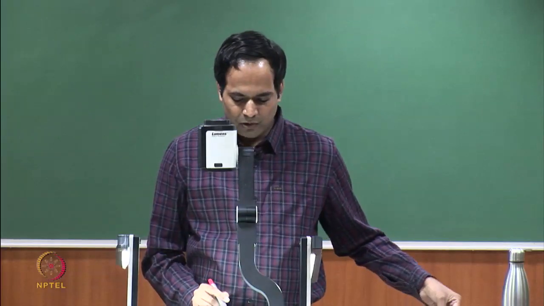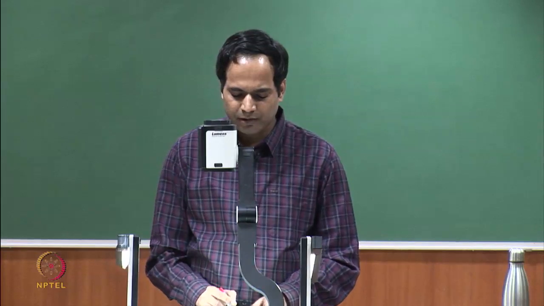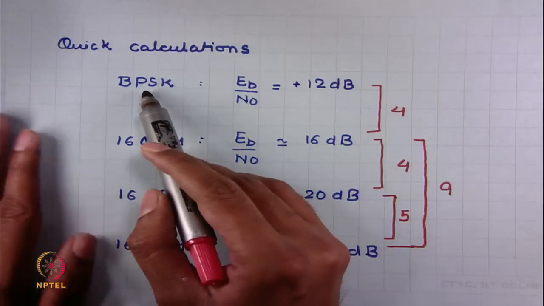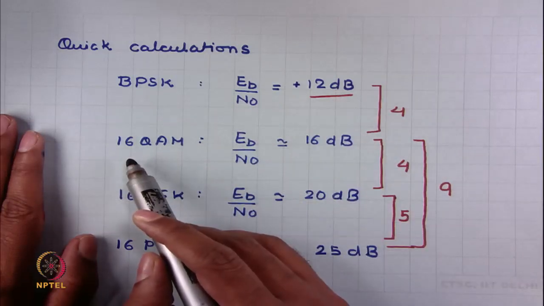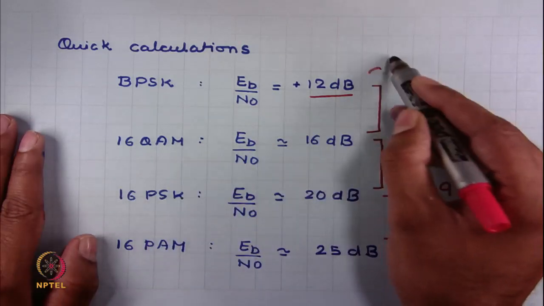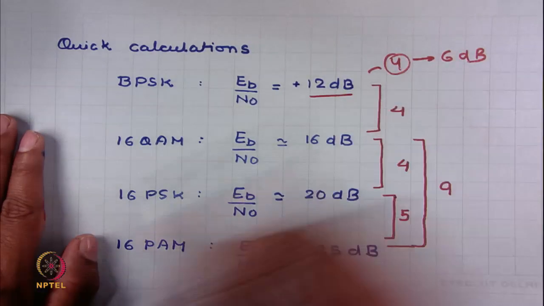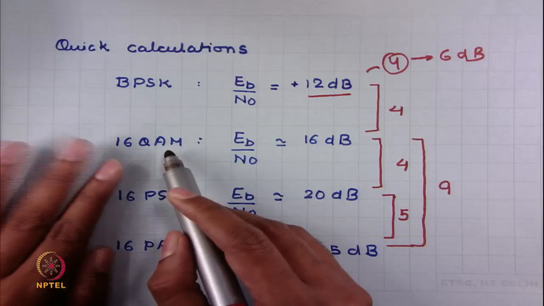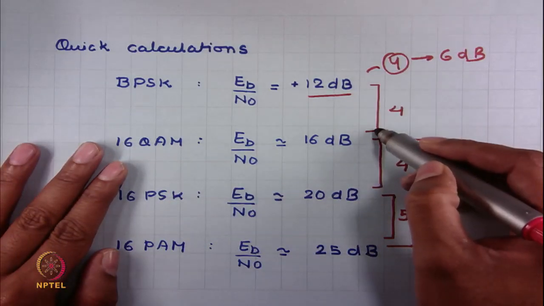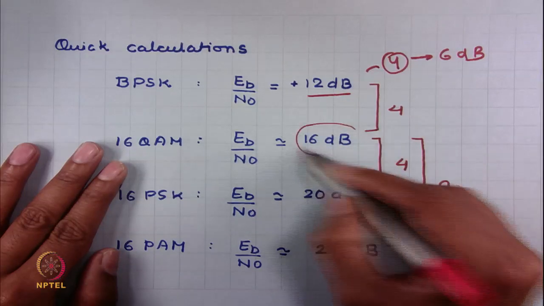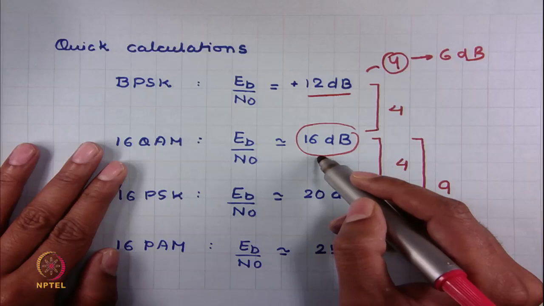Let us look at some other quick calculations. For example, BPSK, we said, required Eb/N0 of 12 dB. It has a power efficiency of 4, or 6 dB. In dB it is 6, in numbers it is 4. 16-QAM has a 4 dB lower power efficiency, and thus it will typically require 16 dB Eb/N0 to have a bit error rate of 10 to the power minus 8.